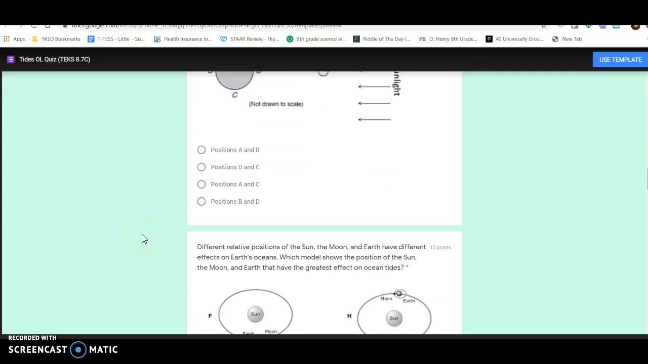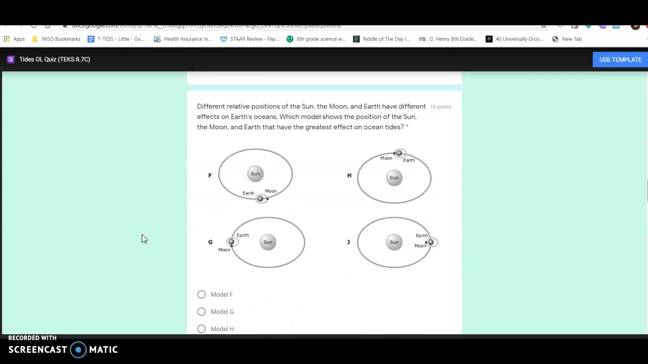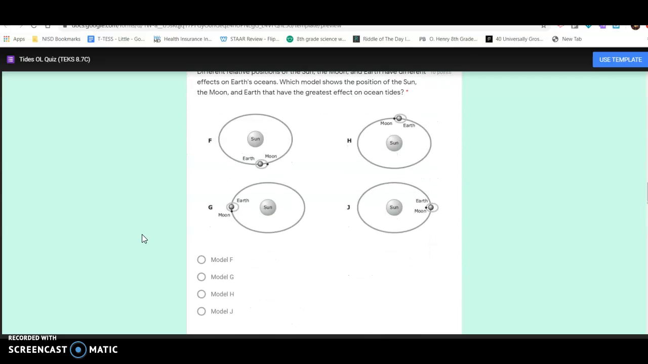Okay, next question. Different relative positions of the sun, the moon, and the earth have different effects on Earth's oceans. Which model shows the position of the sun, the moon, and the earth that have the greatest effect on ocean tides? So where am I going to find the largest tide? Would it be at model F, model G, model H, or model J?